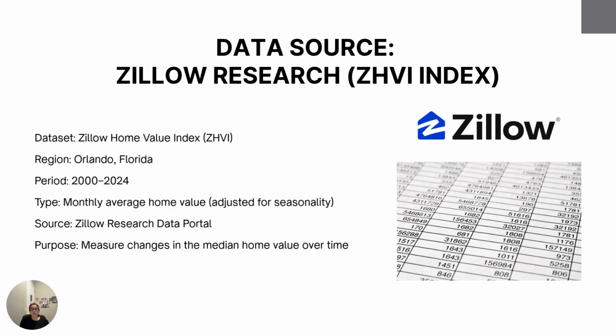The data covers the period from the year 2000 to 2024 and represents the seasonally adjusted average price of single-family homes and condos. In simple terms, this dataset tells us how the average home's value in Orlando has changed over time, which makes it perfect for studying long-term trends using a linear regression.